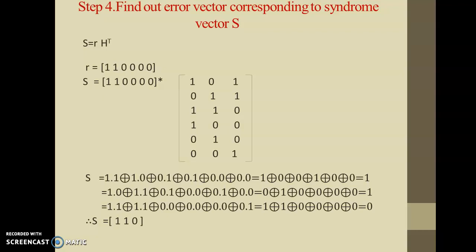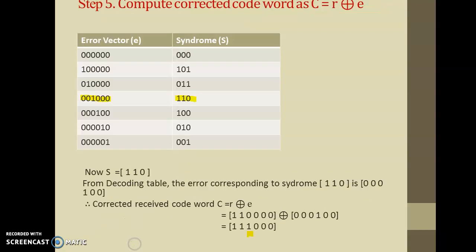This syndrome you find in the decoding table. For 110, the corresponding error pattern is 001 followed by three 0s, and you add this error pattern to the received code word. Add means XOR: you perform the XOR operation with the received code word, and what you get is the corrected received code word.